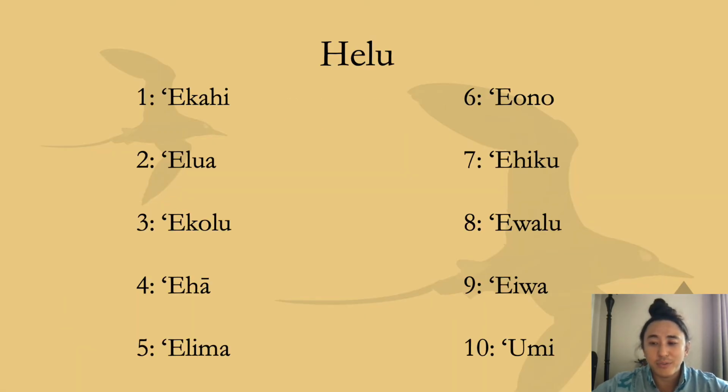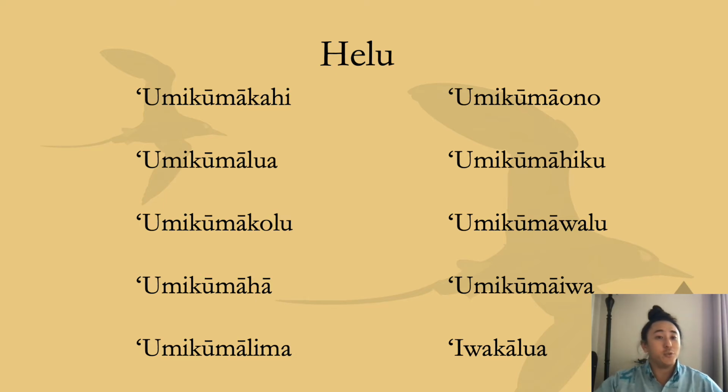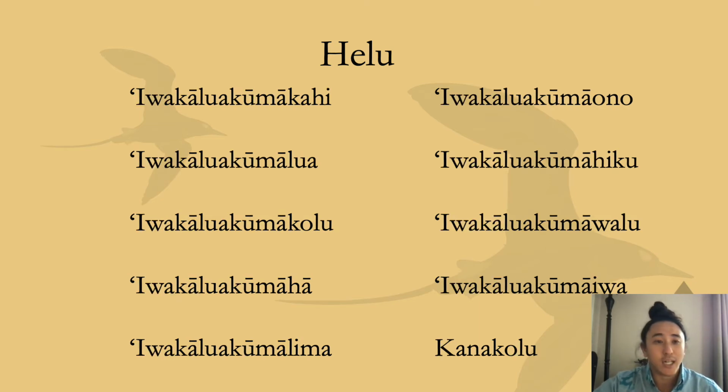We're gonna ho'omau a little bit on our helu. Just for practice. We got ekahi, e lua, e kolu, e ha, e lima, e ono, e hiku, e valu, e iwa, umi. And then we have all the umi kuma kahi, umi kuma lua, umi kuma kolu, umi kuma ha, umi kuma lima, umi kuma ono, umi kuma hiku, umi kuma valu, umi kuma iwa, and iwa ka lua. That's 11 through 20. And then going over 20, iwa ka lua kuma kahi, iwa ka lua kuma lua, iwa ka lua kuma kolu, iwa ka lua kuma ha, iwa ka lua kuma lima, iwa ka lua kuma ono, iwa ka lua kuma hiku, iwa ka lua kuma valu, iwa ka lua kuma iwa, kana kolu.